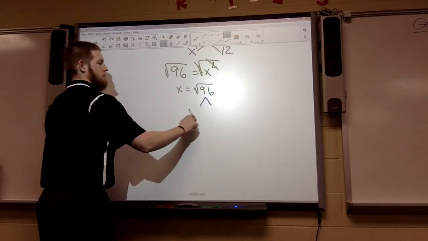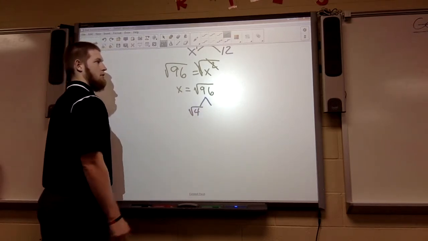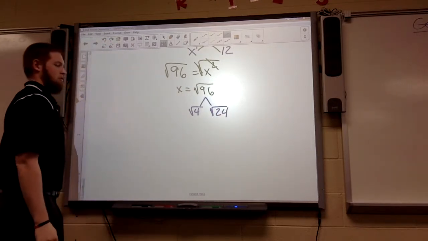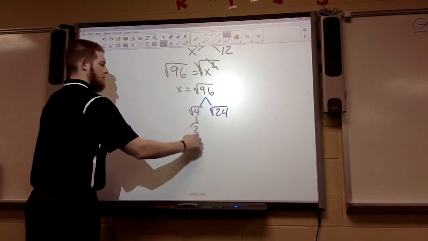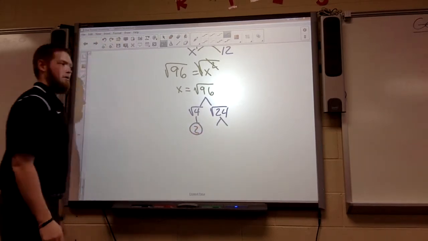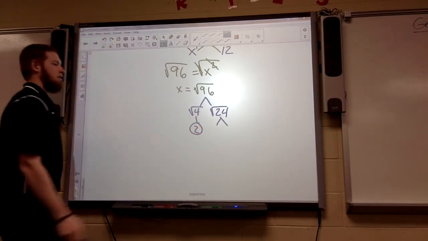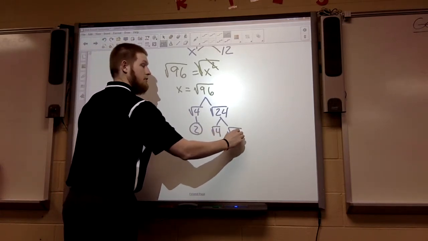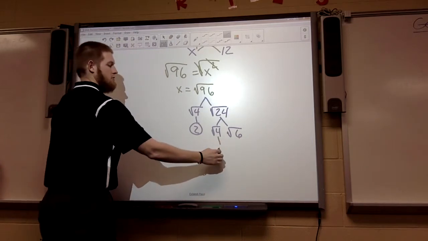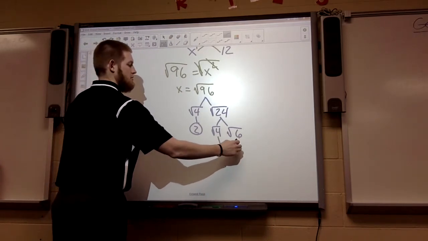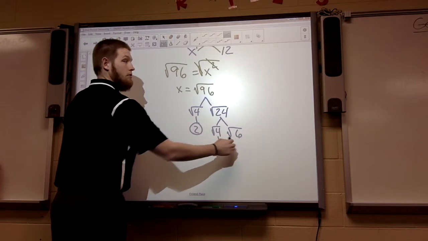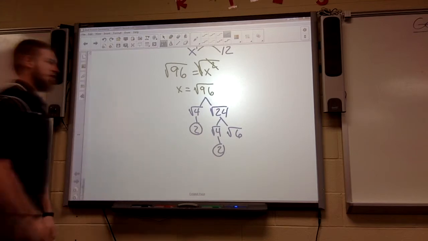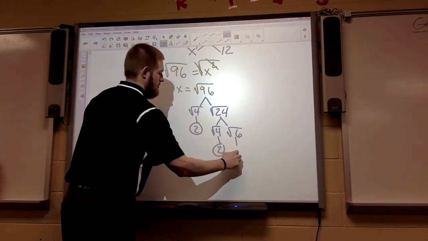So when I get the square root of 4 here, what do I get on the other side? The square root of 24. There you go. What's the square root of 4? 2. What do I do with the square root of 24? Divide by 4 again. So I get the square root of 4 and the square root of 6. Good. Square root of 4 is 2. Square root of 6. Can I take any perfect squares out of the square root of 6? No, I cannot. So it just stays as the square root of 6.